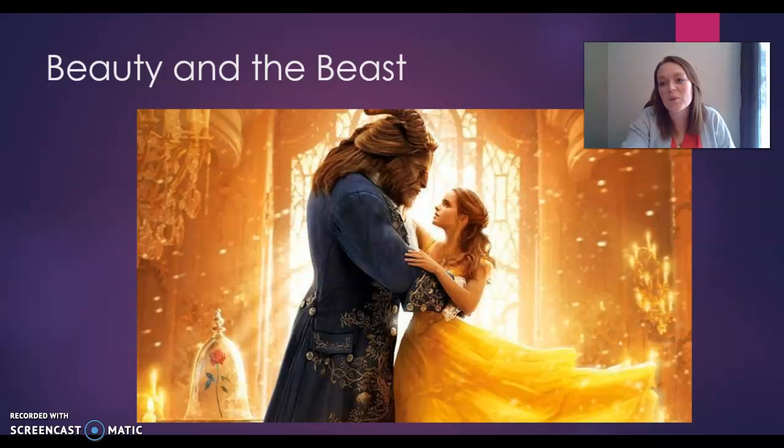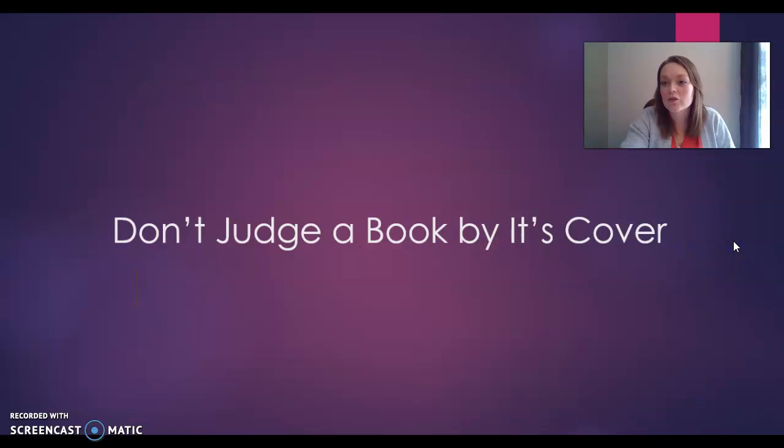The next one, Beauty and the Beast. Beauty and the Beast. What could the theme of this movie be? Don't judge a book by its cover. Even though the beast was like a buffalo beast thing, he still was a prince that was cast a spell on him. So don't judge a book by its cover. Even though he was a beast, he was still very loving and caring and a good person.